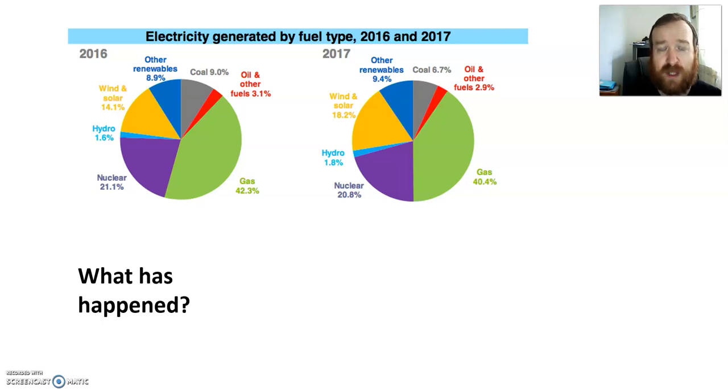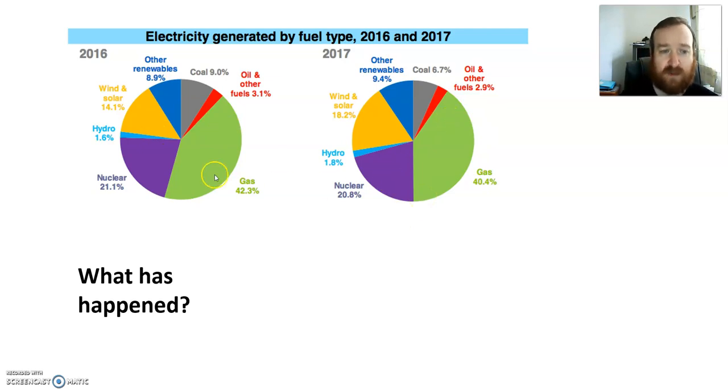So you need to be pretty good at looking at some information in the form of a chart or a graph and figuring out what it says. So here we've got the electricity generated by fuel type in 2016 and 2017, and we're looking at these two different pie charts. A typical question could be, how did the energy generation in the UK change between 2016 and 2017? You'd have to look at this pie chart, see the different types of energies, then look at this one, and work out what the differences and similarities are.